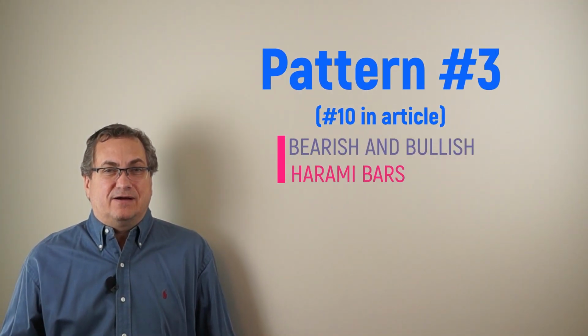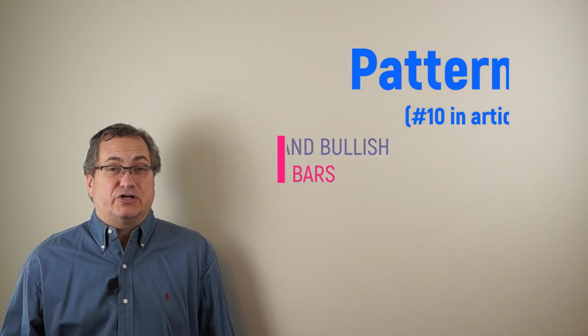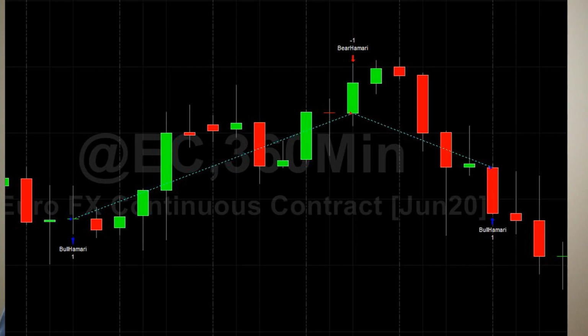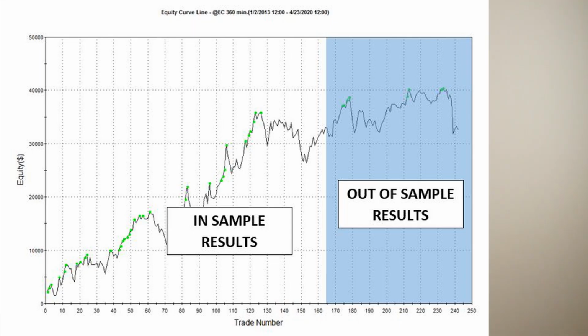The next price action pattern is the bullish and bearish harami. Here's some sample trades to show you what that looks like. And here's a sample equity curve. This is another neat Japanese candlestick pattern.